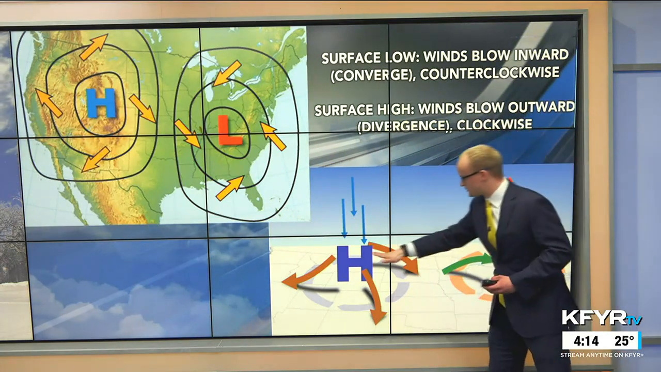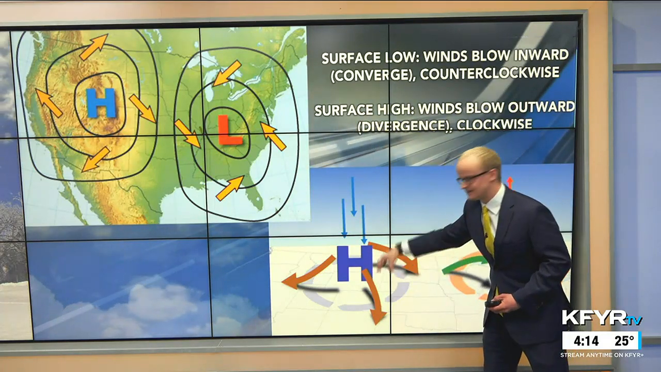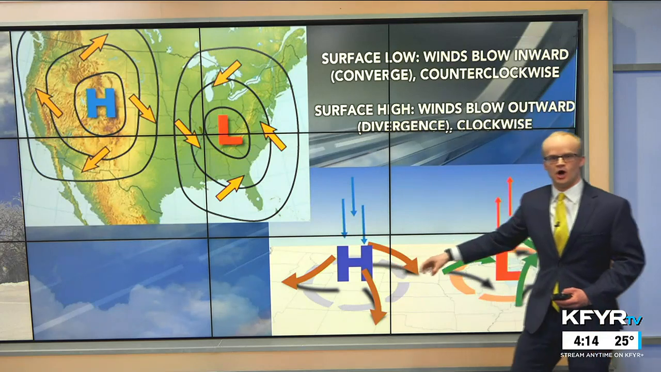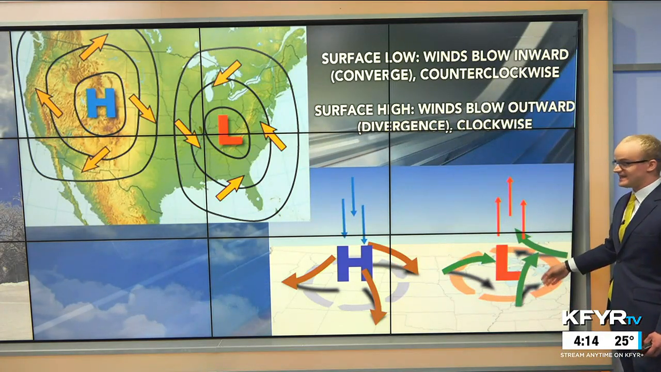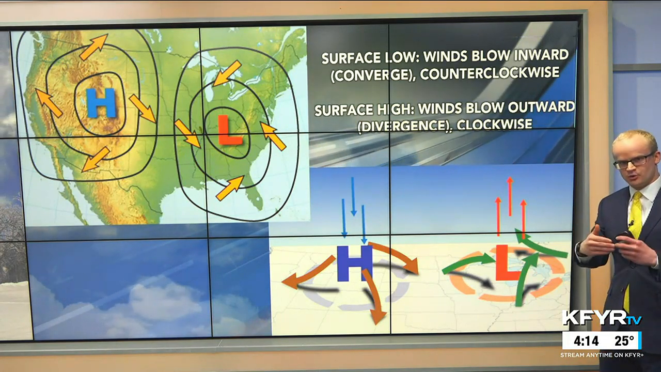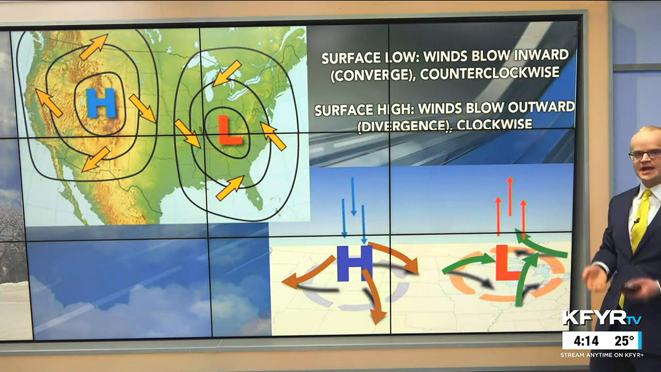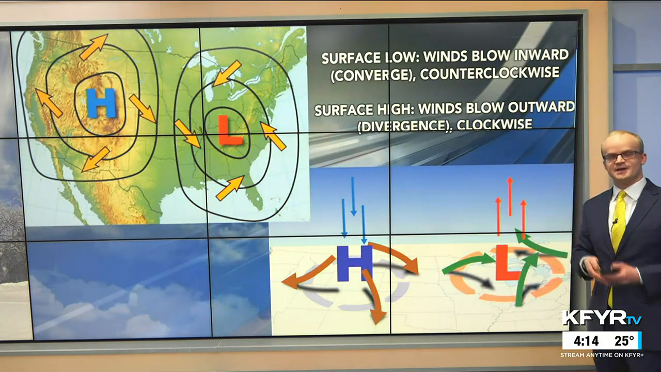With winds blowing clockwise and out of an area of high pressure, we have sinking, descending air, generally calmer weather. With winds blowing counterclockwise and inwards towards an area of low pressure, all that wind converging towards one point, it has to go up in the atmosphere. That leads to vertical motion. And with areas of low pressure, we oftentimes see storminess, clouds, precipitation, etc.